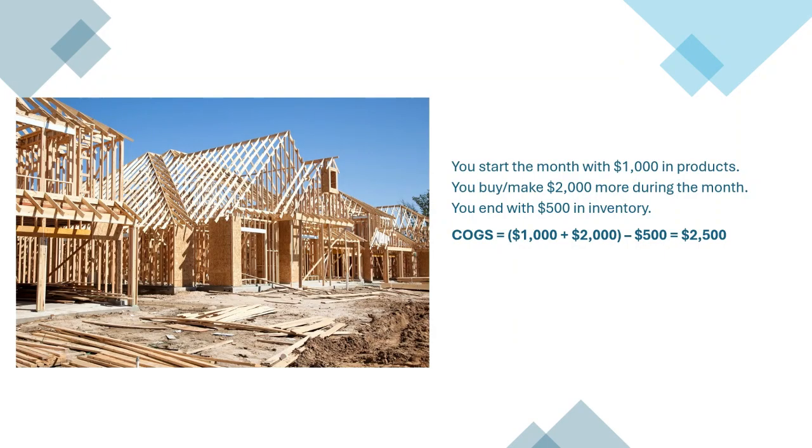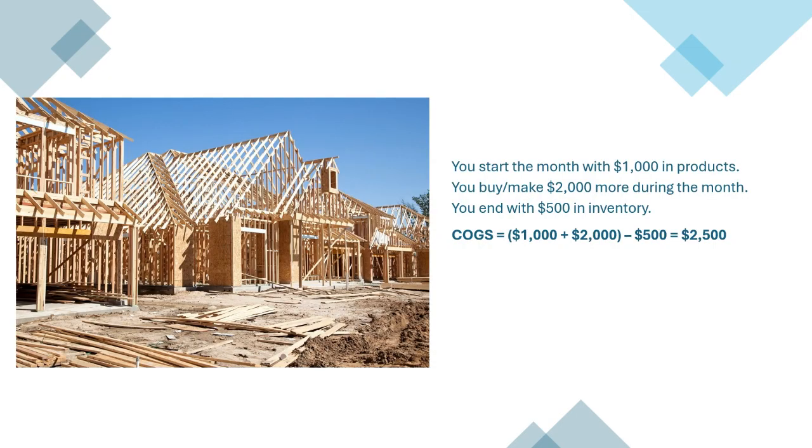Alrighty, let's look at this example of how to calculate your cost of goods sold. Let's say you start the month with $1,000 in products. During that same period, you buy or make $2,000 more during the month. Your ending inventory of the stuff that you didn't sell is $500 in inventory.